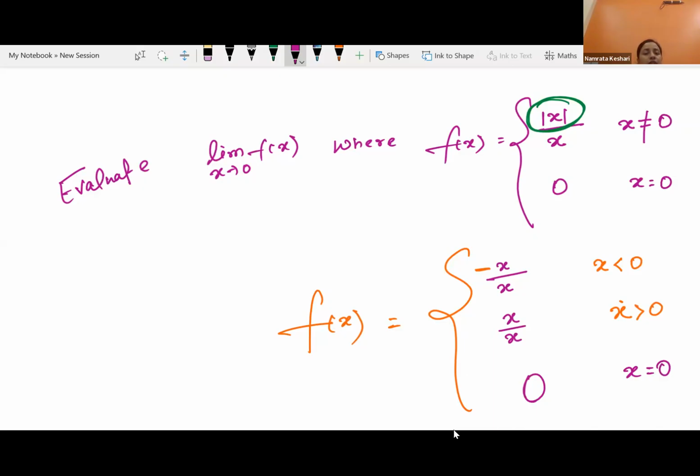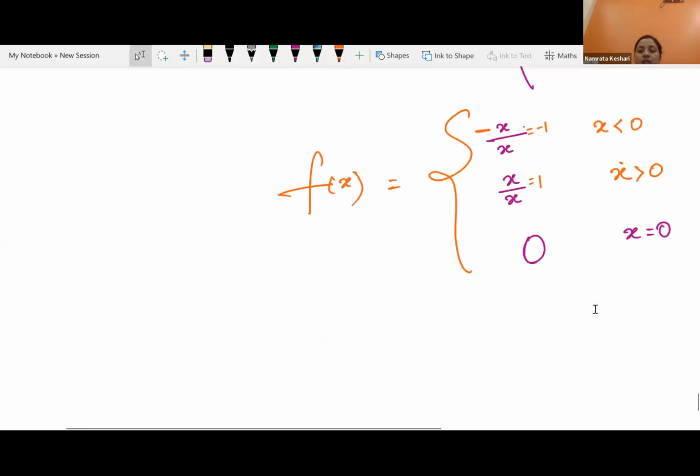Okay, we are redefining the function. Now we can write one more time the same thing, so that we can write this one as -1 and this one as just 1. Getting it? I'm writing here only. This minus x by x is nothing but just -1, and this is nothing but just 1. Okay, let's move.